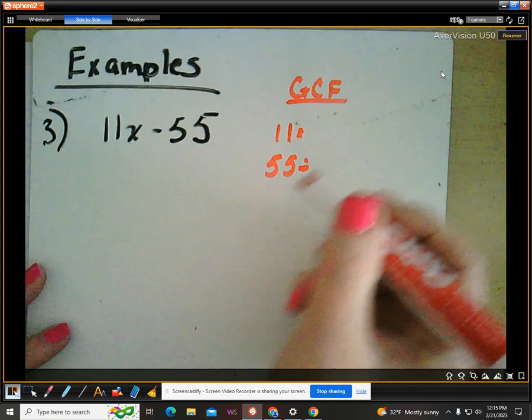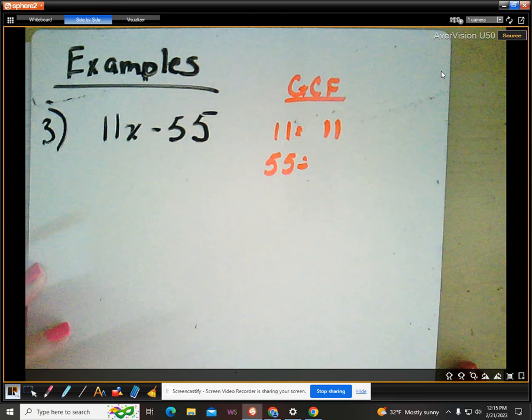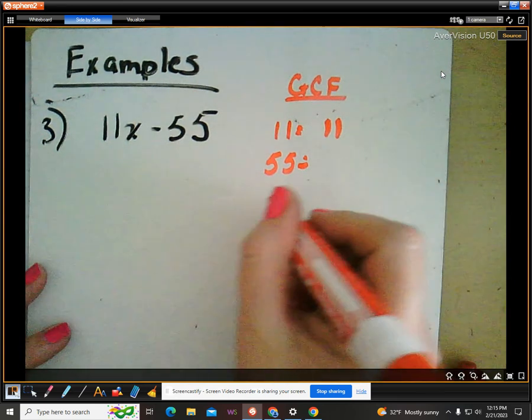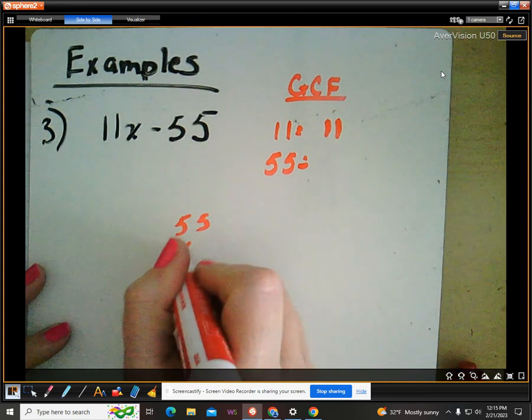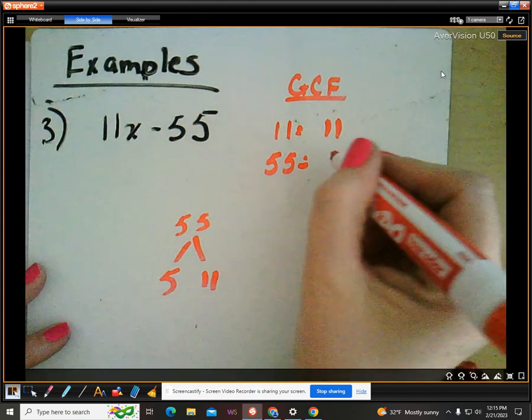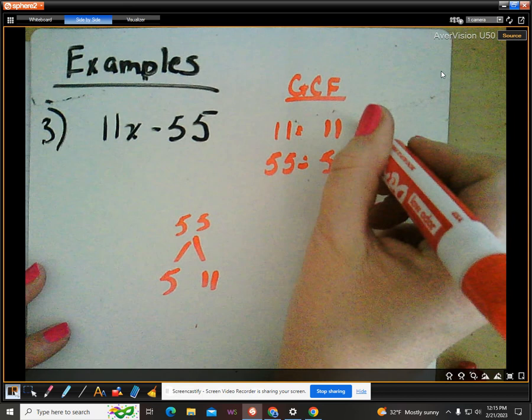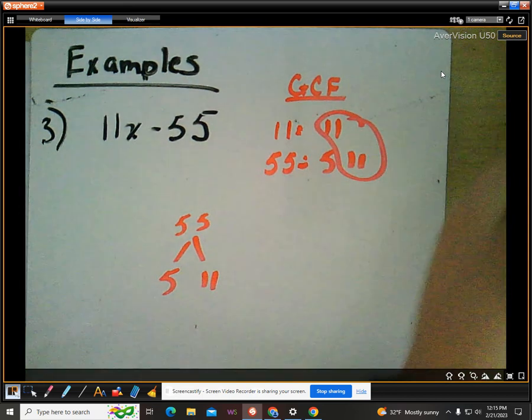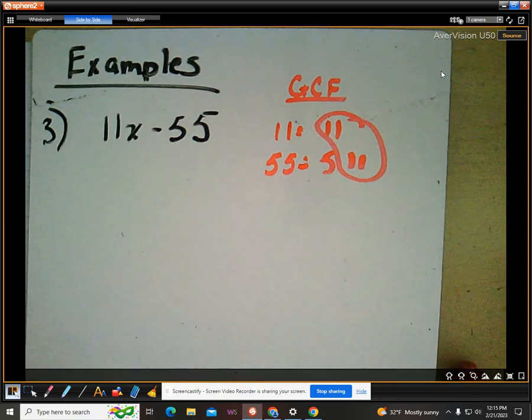Okay, but here's why. 11 is prime, so there's nothing to figure out with that. If I did a factor tree for 55, it's pretty simple. Just 5 and 11. So I would have 5 times 11. Common in both rows is 11. So my greatest common factor is 11.